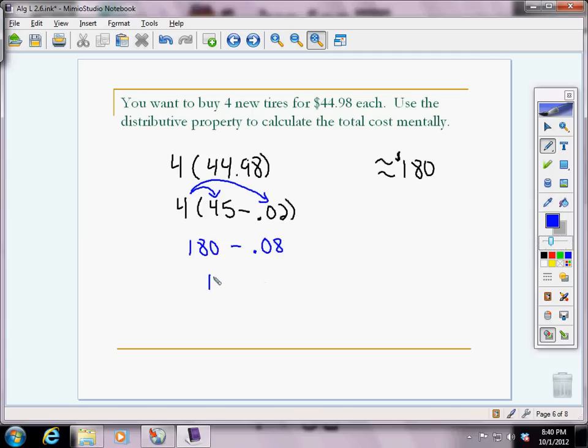Now if you subtract that, we know we have $179, and then if you take 8 cents away from that dollar, you would get 92 cents. So our exact cost, of course, before tax or anything like that, is $179.92. So this is just showing how we can use the distributive property not only to simplify algebraic expressions, but also to help us solve mental math.